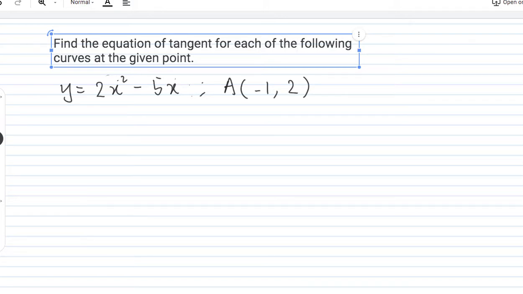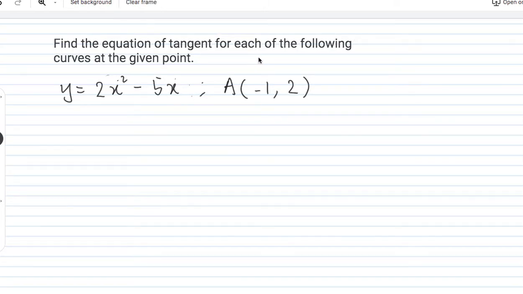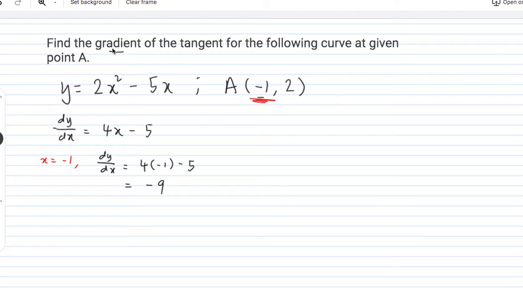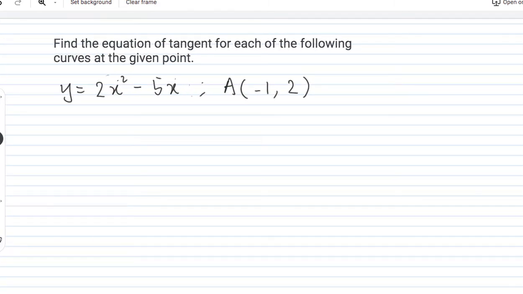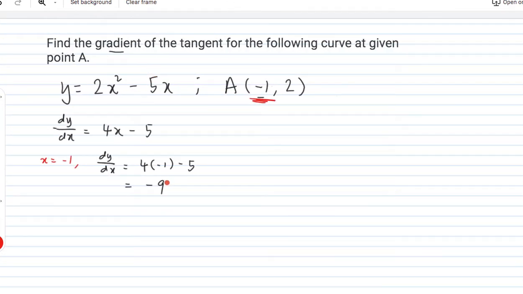Okay. Find the equation of tangent. Okay, so I want the equation now. Before this, I found the gradient only. Now I want to find the equation of tangent. For the equation of tangent, we use the gradient of tangent. The gradient of tangent, this one, is -9.